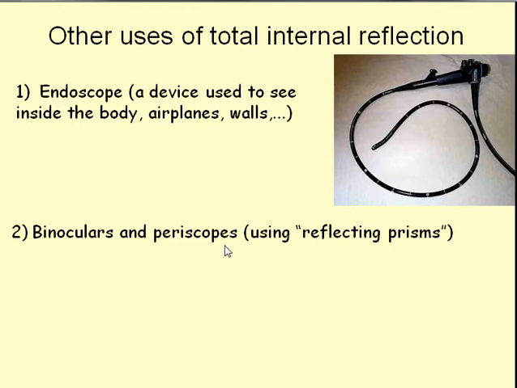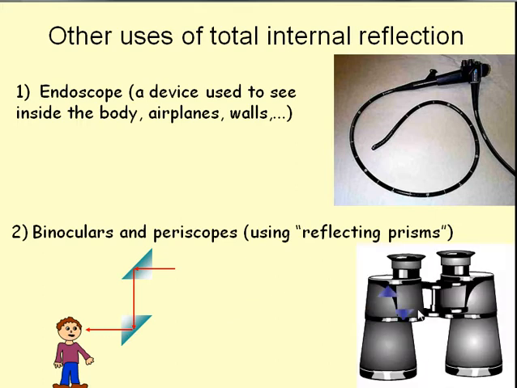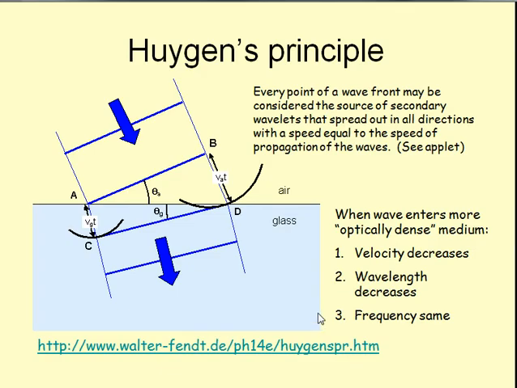Binoculars and periscopes also use reflecting prisms based on the principle of total internal reflection, so light comes in here, is internally reflected into this one, totally internally reflected into the person's eye. It's the same with binoculars; they actually have some of these prisms in them also. There's the light path that might follow to your eye.